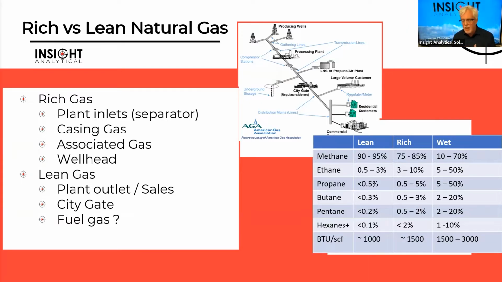concentrations. On other places, if we're looking at casing gases from associated gases for producing oil wells and things like that, we can get to these very wet gases that have high levels of propane, butanes, and pentanes in them, and BTU numbers running all the way up into the 2,000 and 3,000s. And so, these are quite different fuels.